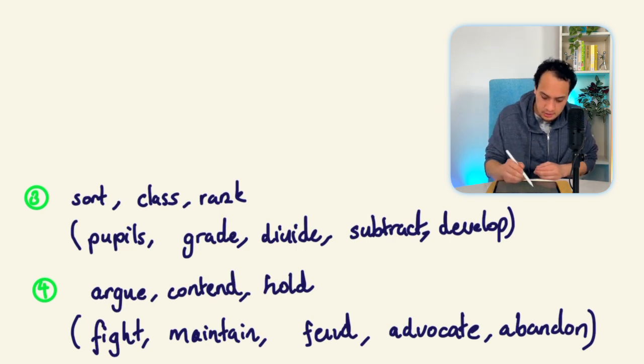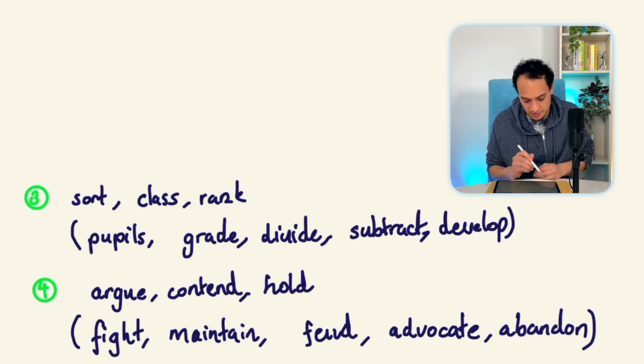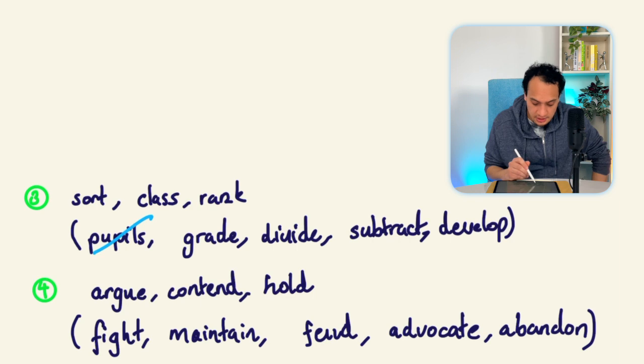Let's again use elimination. So pupils, I've put in there just to confuse people a little bit, because pupils and class seem to go together, but they don't mean the same thing. So I'm just going to cross that out. We've got grade. Grade can be used as a verb or as a noun, and this fits in, so it has a similar meaning to sort, class, and rank.